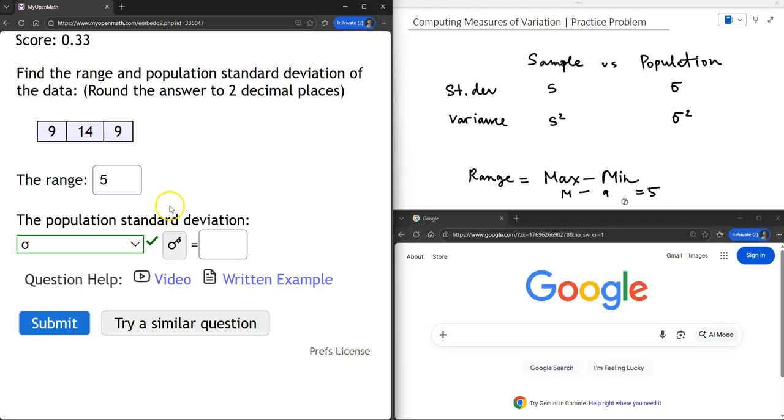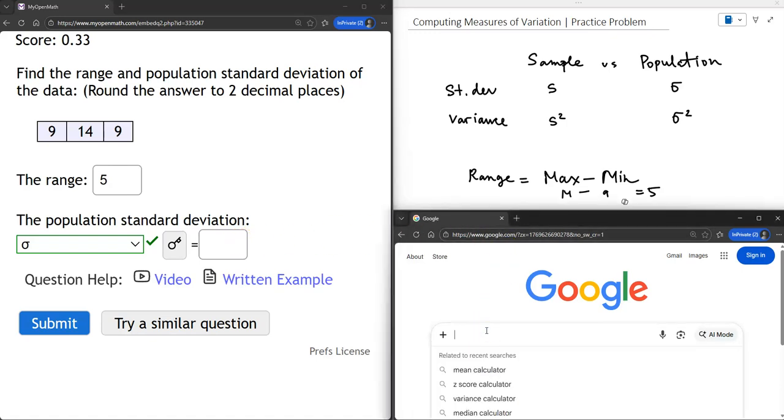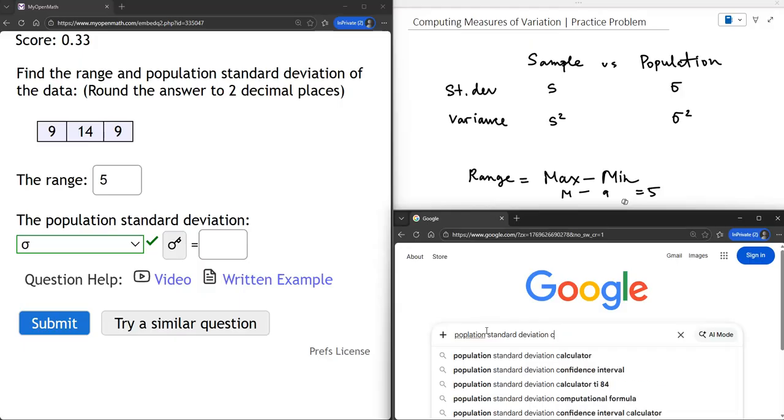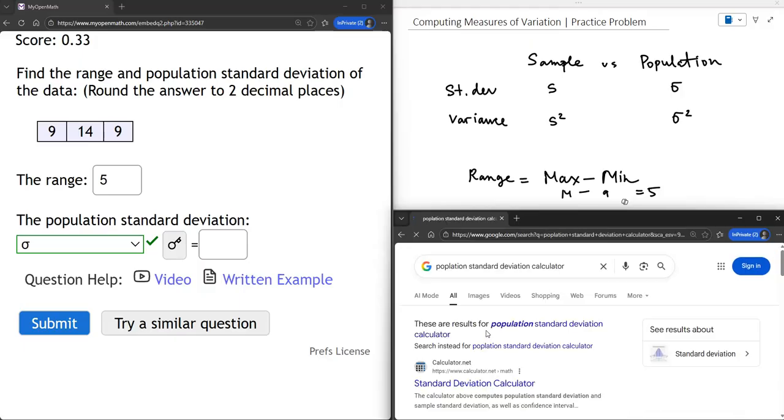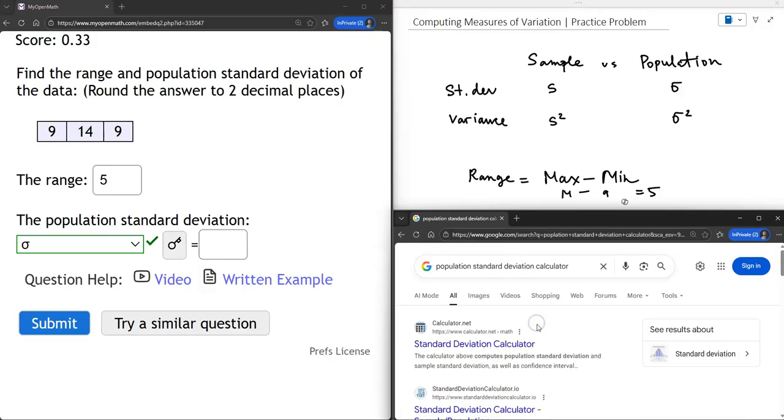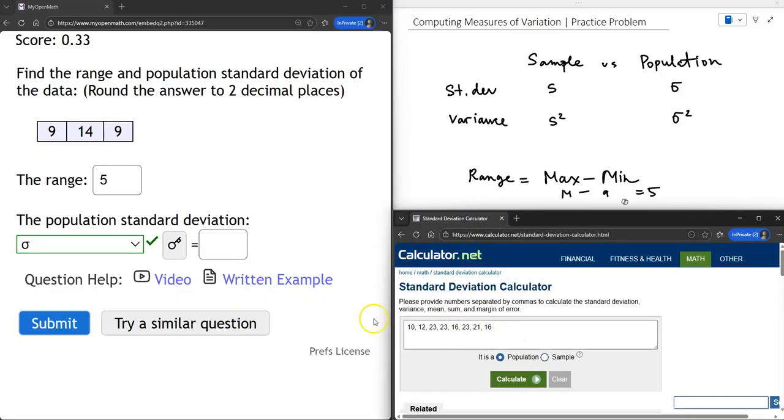However, when it comes to finding population standard deviation, you don't want to do it by hand unless you are asked. So what I'm going to do is type in Google population standard deviation calculator, and open the first one. You can find your favorite one and bookmark it. I'm going to copy the data with Control C, Control V. I don't think it copied correctly.